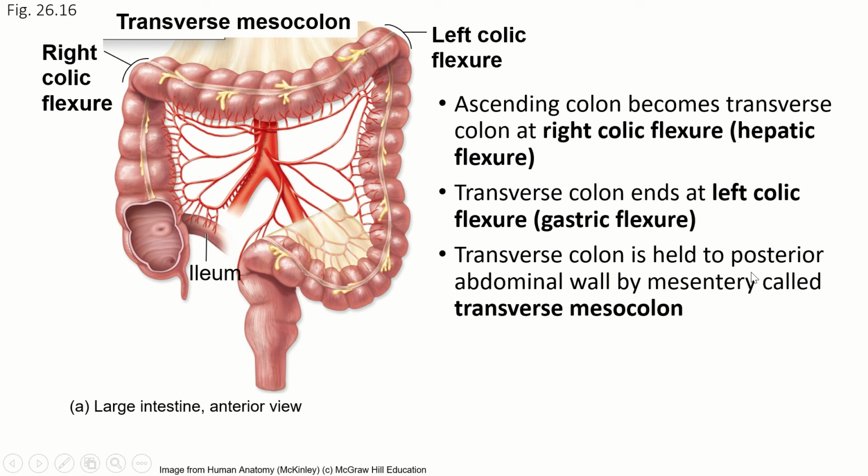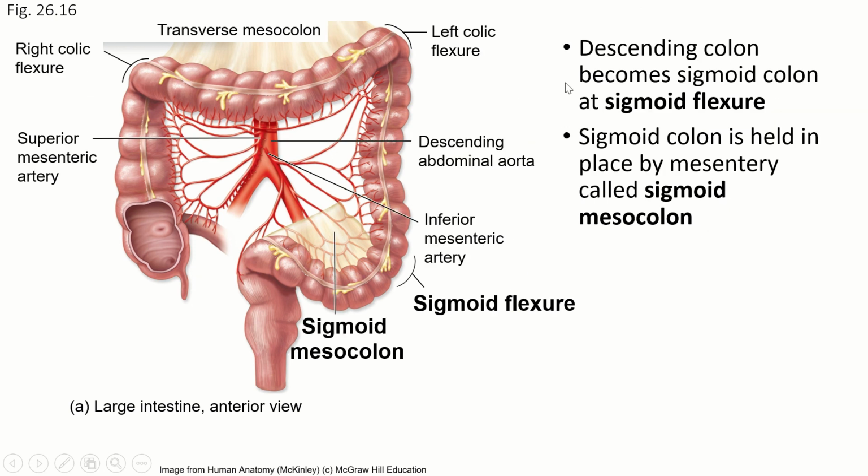The transverse colon is held in place by the transverse mesocolon. You remember that there. The descending colon becomes the sigmoid colon. There's a sigmoid flexure here. And this portion is held in place by this sigmoid mesocolon here.